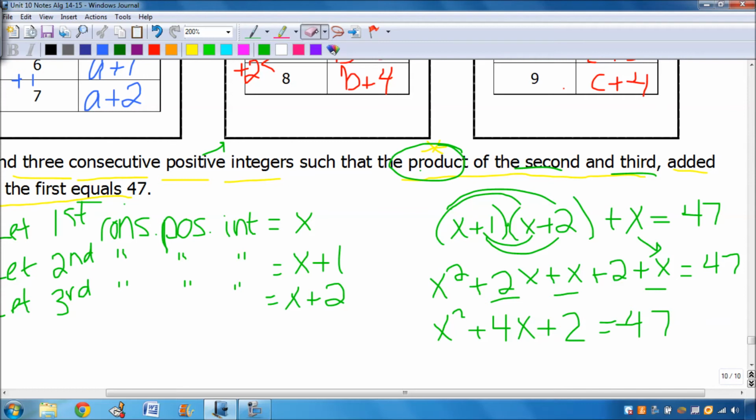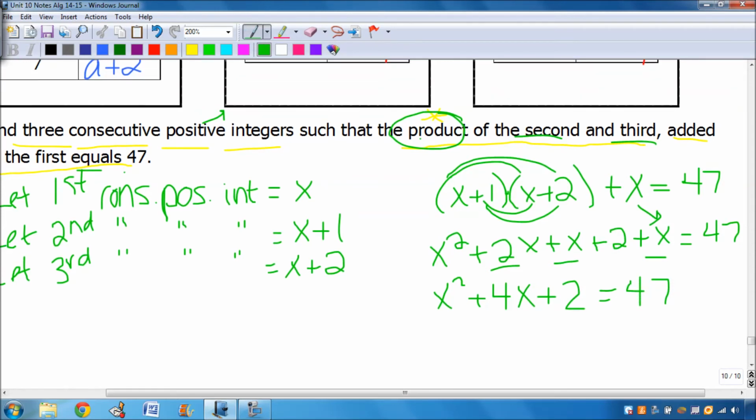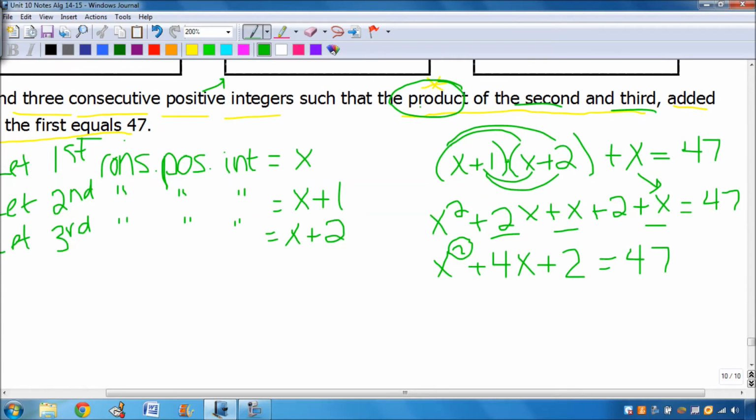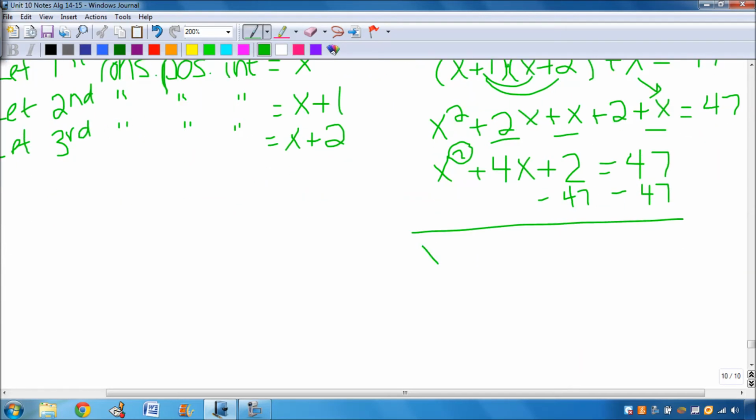Now, if this is equal to 47, we have our equation right here. However, this is to the second power, which means it's quadratic, so it's probably a better idea to not have it equal to 47 and to subtract 47 from both sides instead. That way we can get it equal to 0. So x squared plus 4x minus 45 equals 0. Then all I have to do is factor this, see if it's factorable.